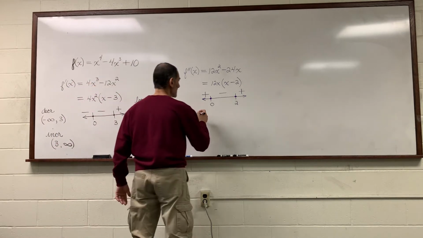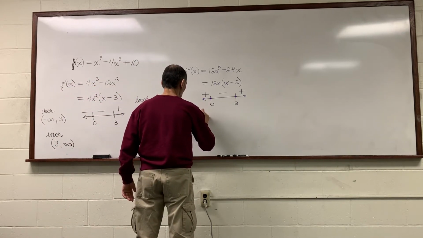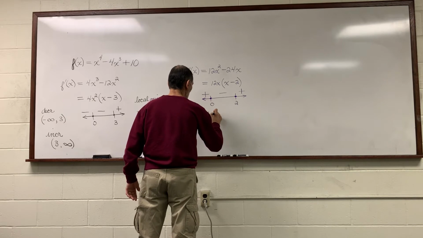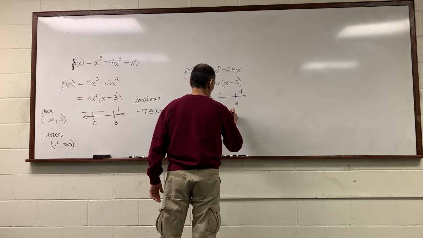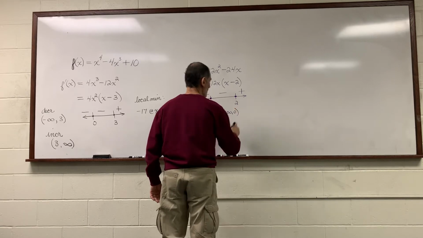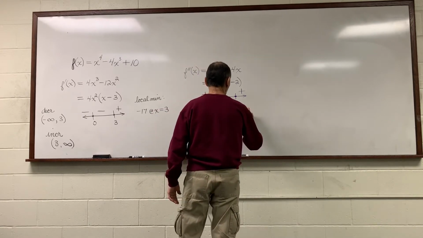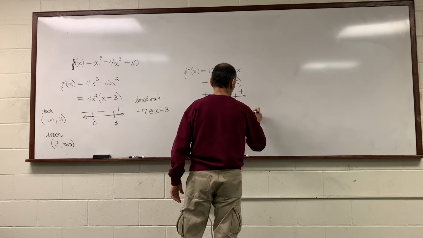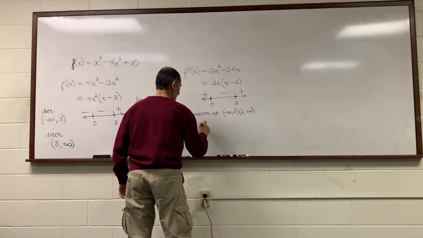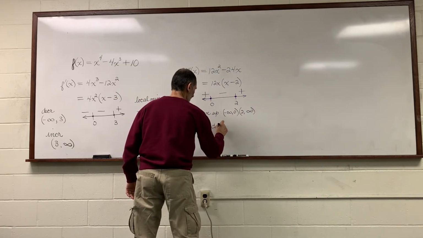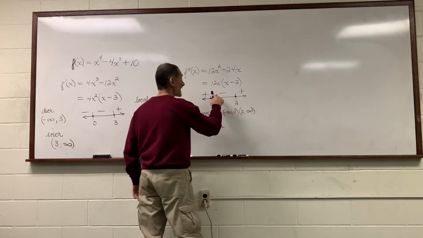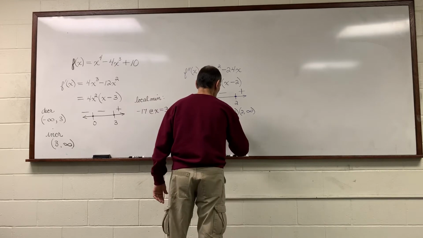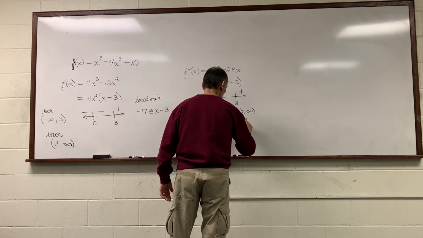The function is concave up from negative infinity to 0 and from 2 to infinity. The function is concave down where the second derivative is negative, from 0 to 2.